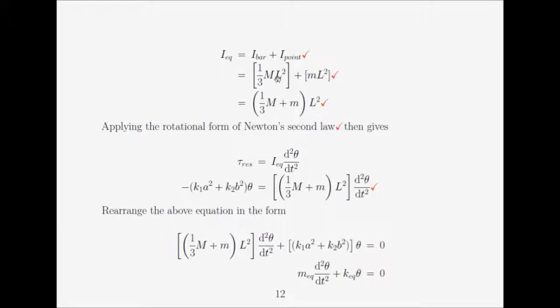Therefore, we will just do the summation of that. For the moment of inertia of a bar about the center point, it is 1/12 ml squared. About the end point, it is 1/3 ml squared. You need to remember this formula. The point mass is mass times the distance squared. We just add it up. We apply Newton's second law, F is equal to ma. Torque resultant is moment of inertia times angular acceleration.